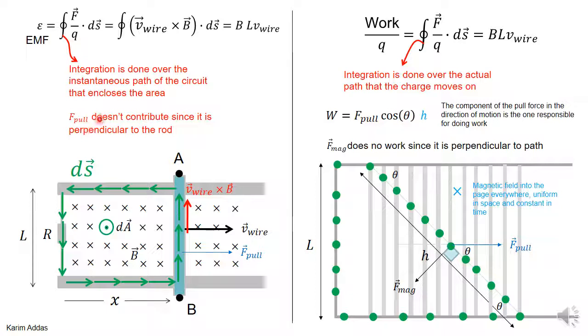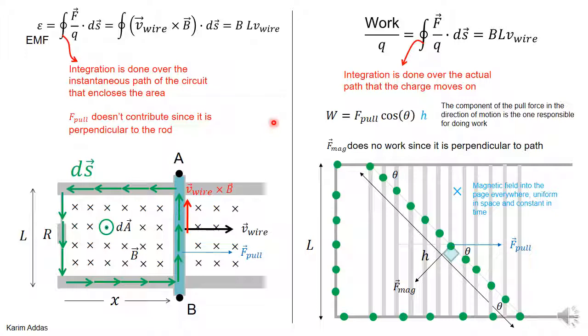Okay? Now, when you get the EMF, F pull is to the right. It's the force you're pulling the rod to the right with. It doesn't contribute to the EMF because it's perpendicular to the path that we're integrating over. The path is here, the ds vectors are here, so the angle is 90 degrees. So this doesn't contribute when you calculate the EMF. But when you calculate the work, it's actually the component of F pull along the direction of the motion which is contributing to the work. And F mag does no work at all since it's perpendicular to the path.